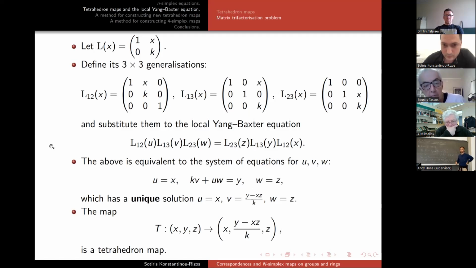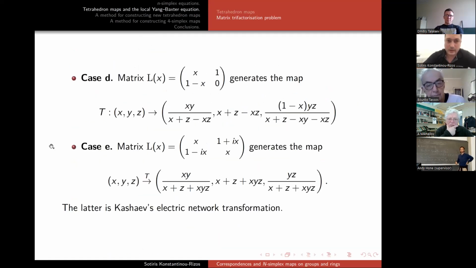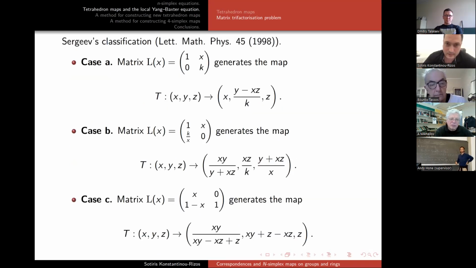Right, and here I just wrote down all the classification list by Sergeyev. So I just wrote the matrix generator and the map that is generated by the local Yang Baxter equation.